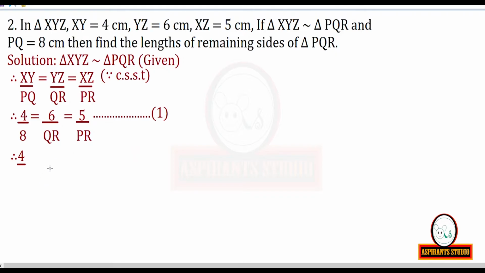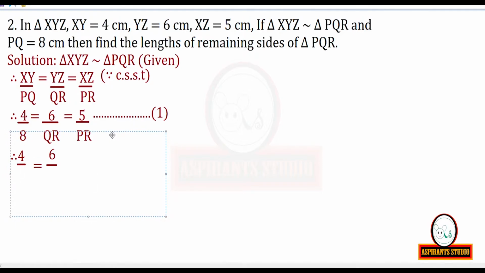You are given triangle XYZ is similar to triangle PQR. So you have to write the corresponding sides of similar triangles. Here vertex X is corresponding to vertex P, vertex Y is corresponding to vertex Q, and vertex Z is corresponding to vertex R. So XY upon PQ is equal to YZ upon QR is equal to XZ upon PR. Within brackets write CSST, corresponding sides of similar triangles.